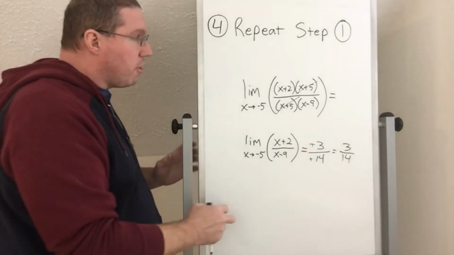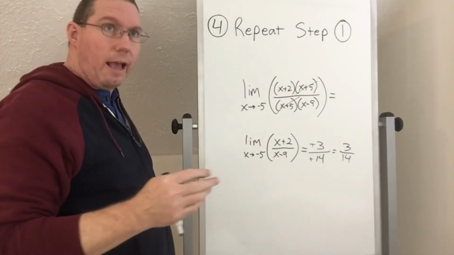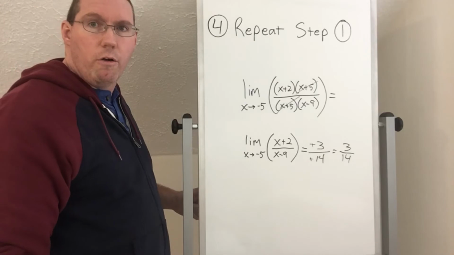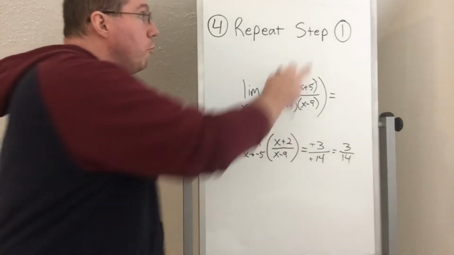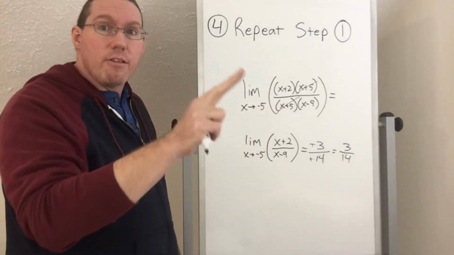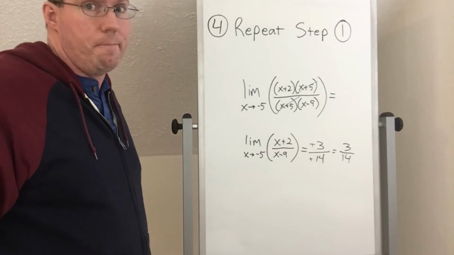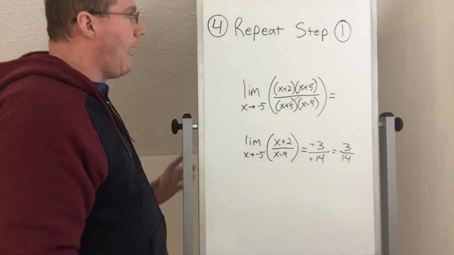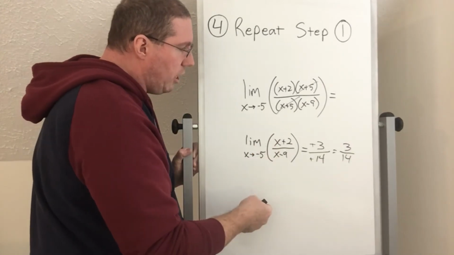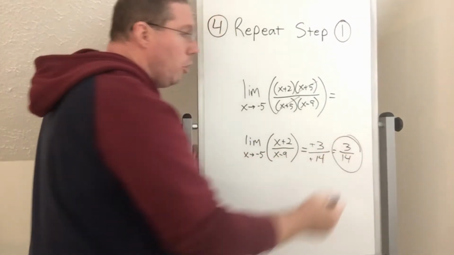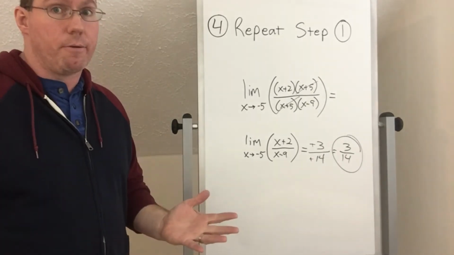Now, there are some situations where you go back and repeat step 1 and you get 0 over 0 again. Well, then you have to do steps 2 and 3 all over again, and then step 4 to go back to step 1. Or sometimes when you repeat step 1, you'll get not 0 over 0, which indicates that all along there was a vertical asymptote there. But usually what will happen is when you go back and repeat step 1, you'll plug your number into the function and you'll get an actual number, which is situation A from step 1, and that's your answer, okay?